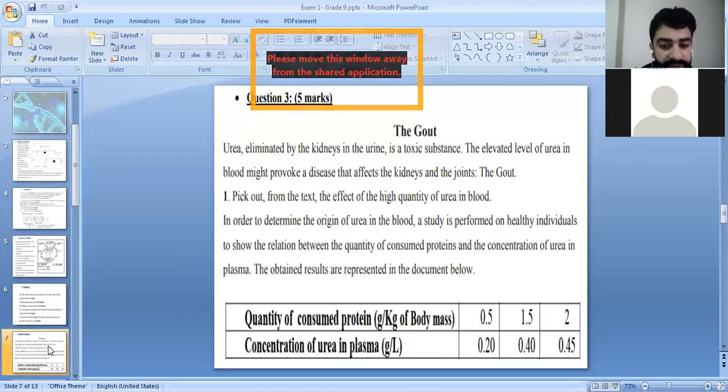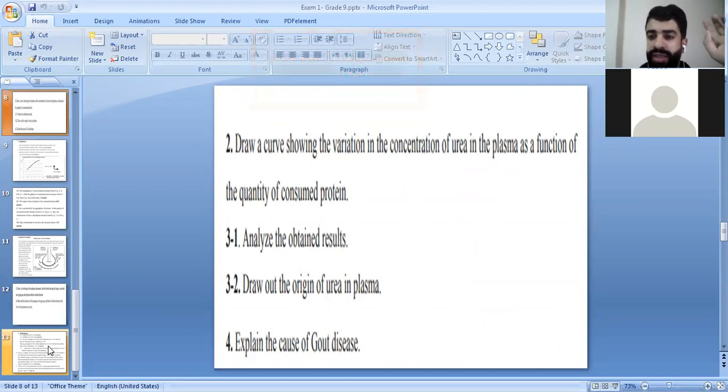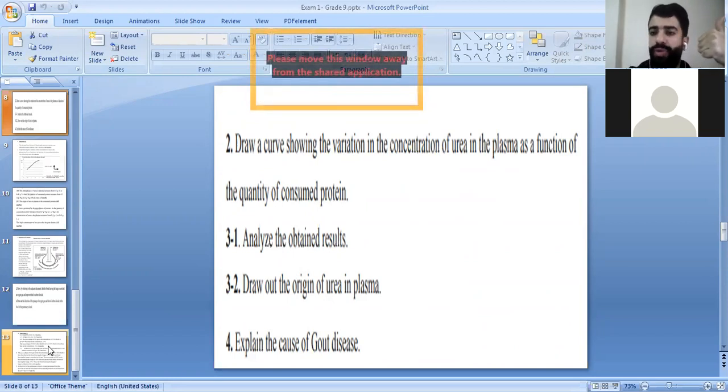So they said, first, you have to draw the curve showing the variation of the concentration of urea in the plasma as a function of consumed proteins. So you have to take a well-chosen scale, not, for example, every 1 centimeter 0.5 and then every 1 centimeter 0.2. Here, you must respect the scale.